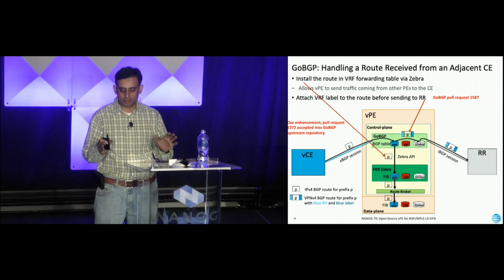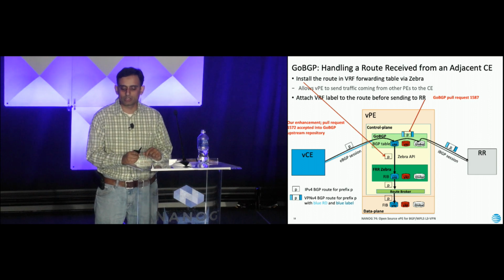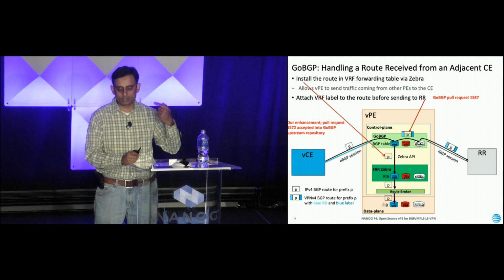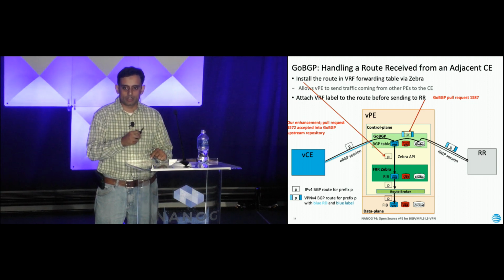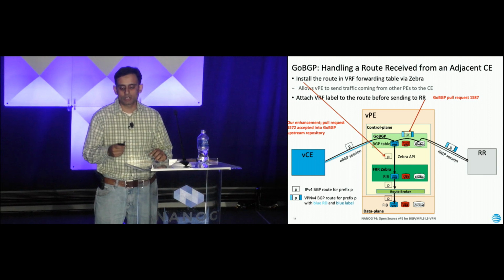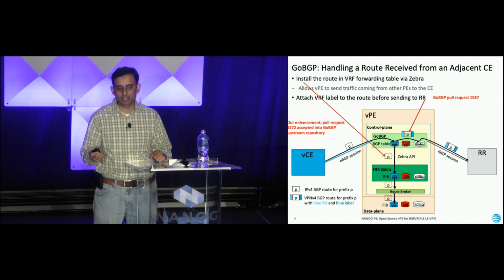So as far as handling routes received from an adjacent CE is concerned, we had to make two modifications. One was how the route is installed into FRR Zebra, and the other is how the MPLS label is attached to the route. In particular, we had to make sure that the correct label is attached to the route before it is imported into the global table.